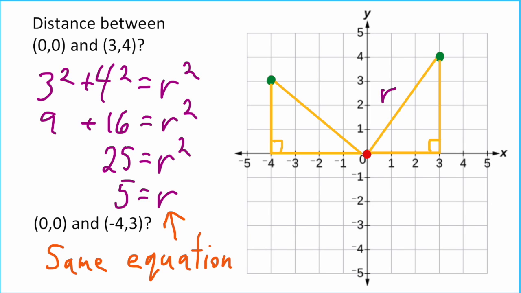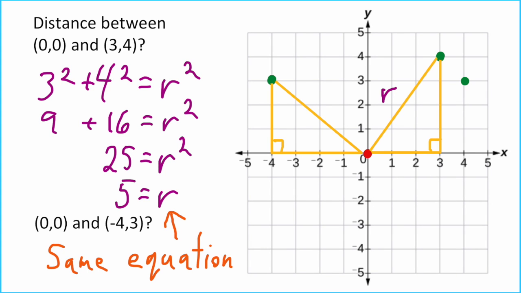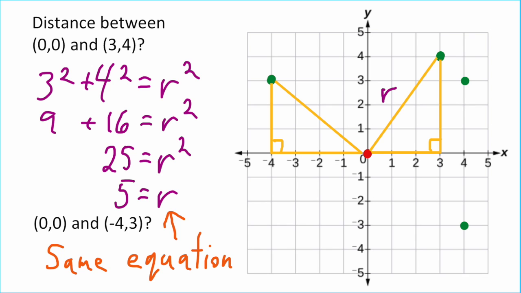So if 3, 4 worked, so did 4, 3. So did 4, negative 3. Do you see the other ones that are going to work? We've got 3, negative 4. We got negative 3, negative 4, negative 4, negative 3, negative 4, positive 3, and negative 3, positive 4. I don't like my accuracy on that negative 3, positive 4. It's kind of difficult to get these in the right spot. Let's fix that. There, that looks better.